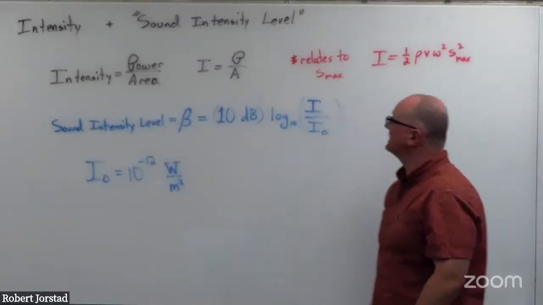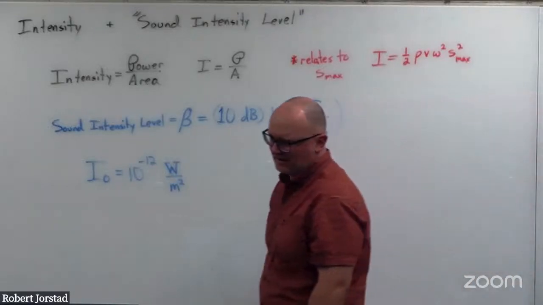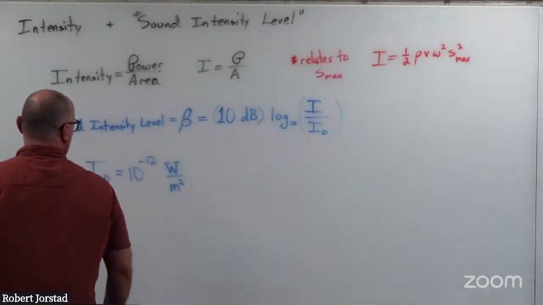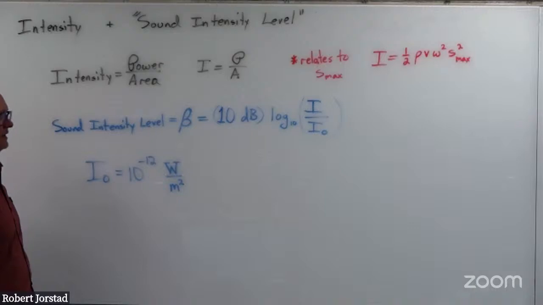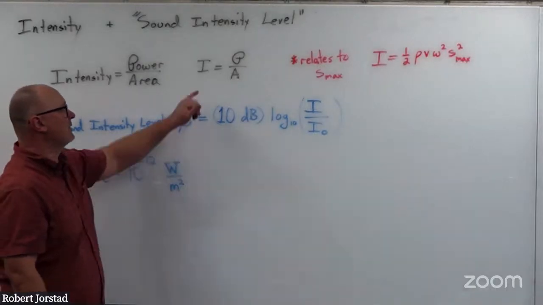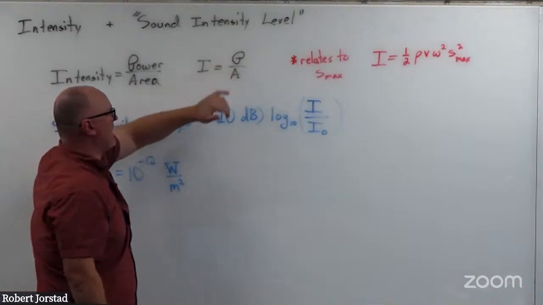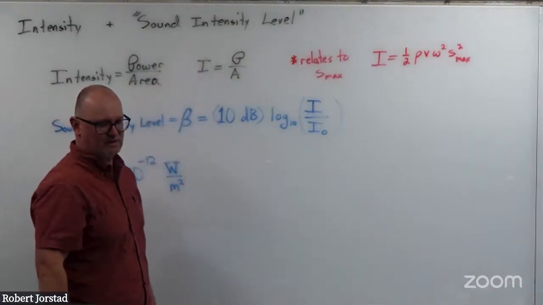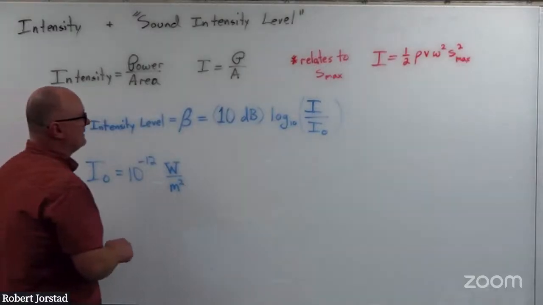Want to talk about intensity and sound intensity level in this video. Let's just get right to it. Intensity is power over area. If you drink a lot of beer, you can remember it as drinking IPAs. So I try to use this script P for power just to tell the difference between, say, momentum or pressure or density, etc.